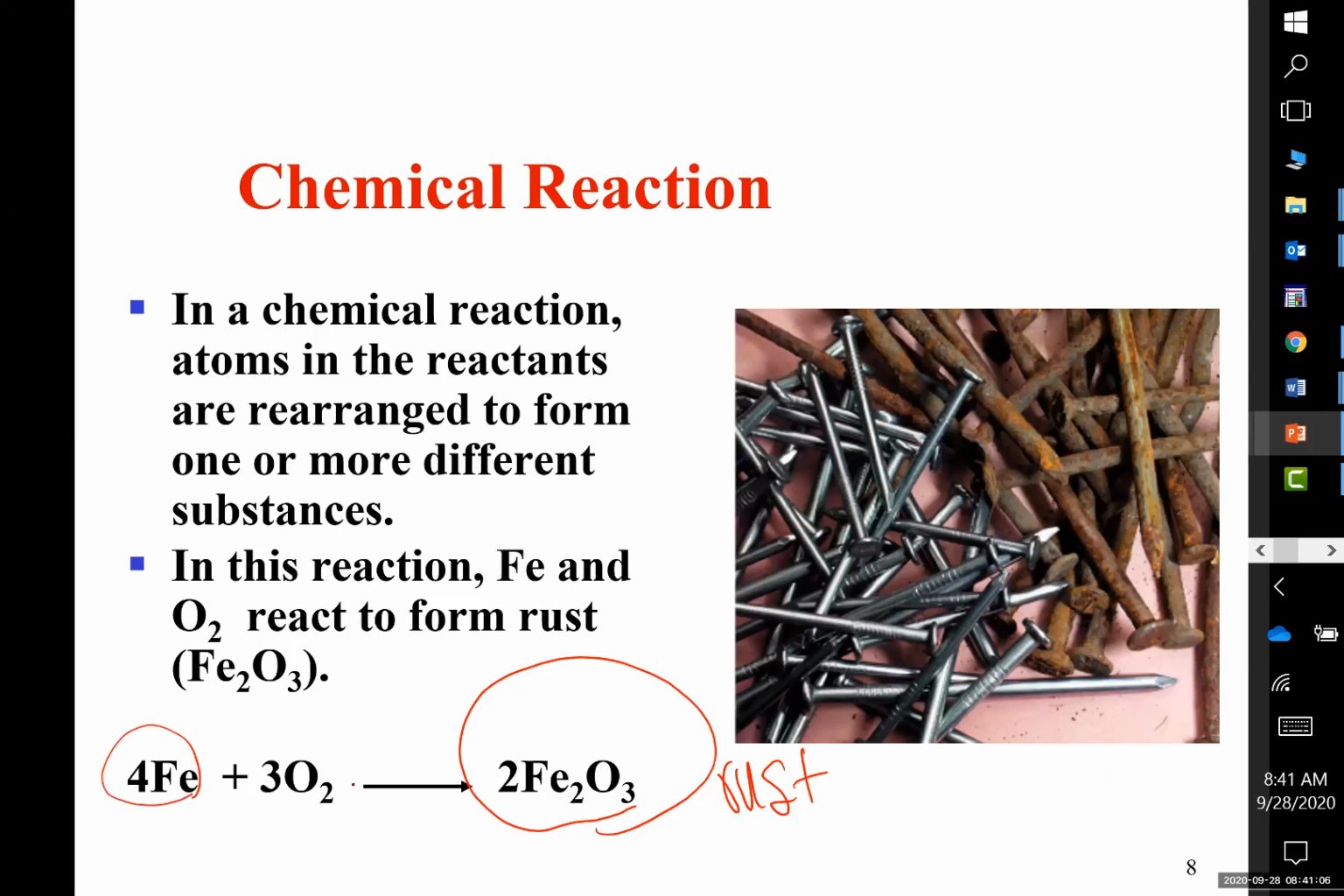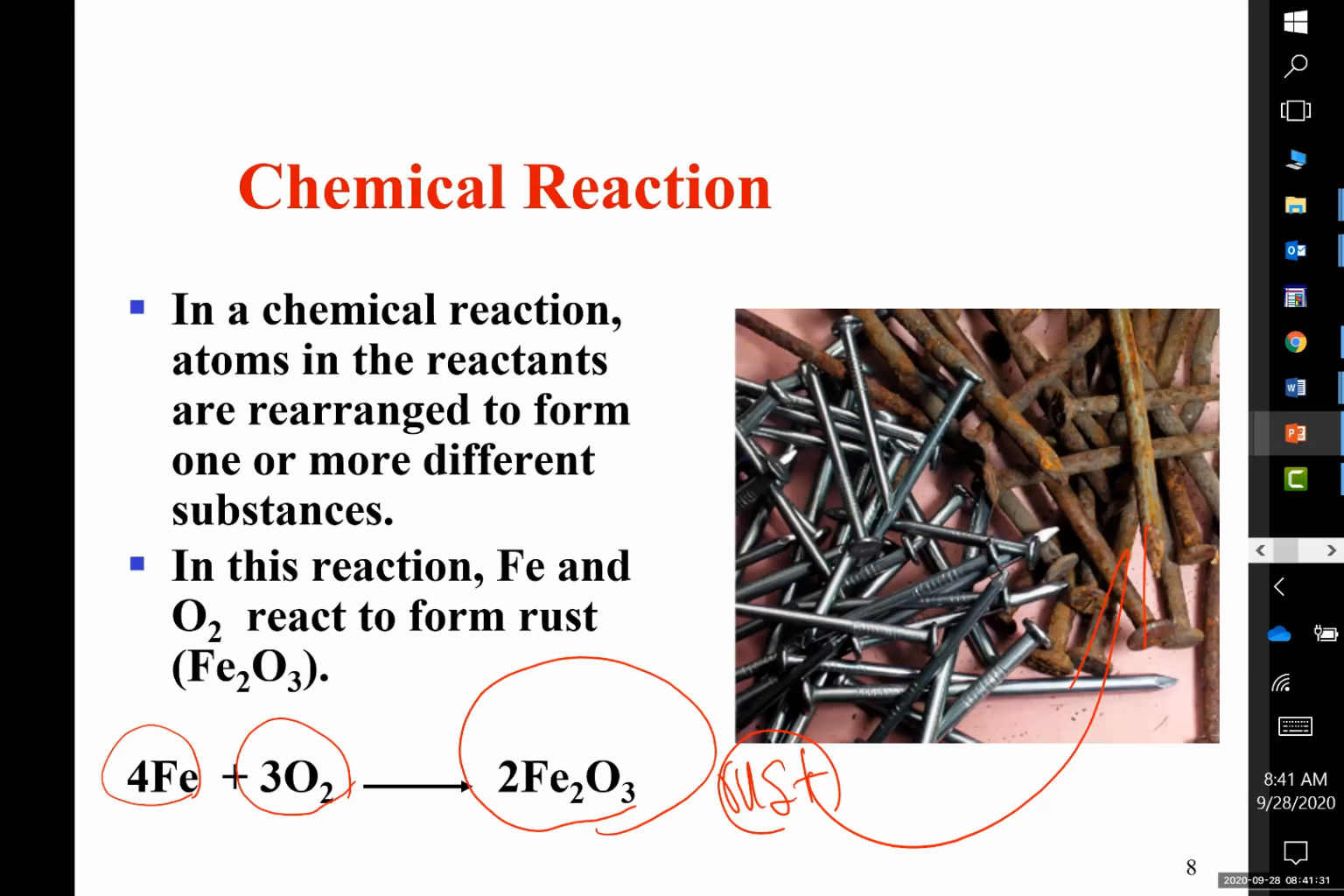We're starting with iron, reacting with oxygen in presence of moisture. This reaction happens. The result is rust. Rust is a powder. It doesn't have the dimensional stability of iron. Total change of property. This is a chemical reaction.